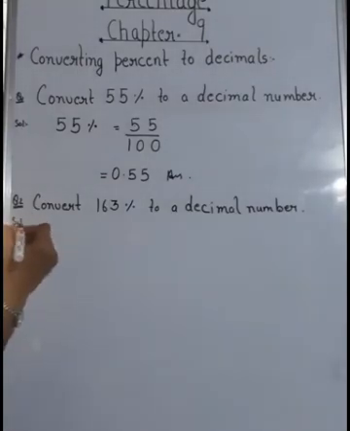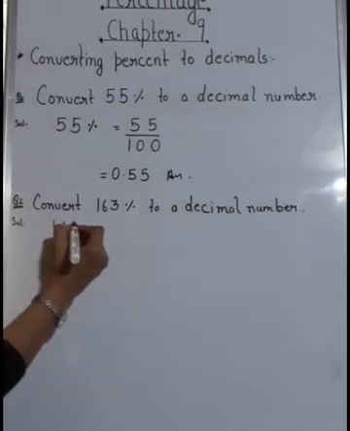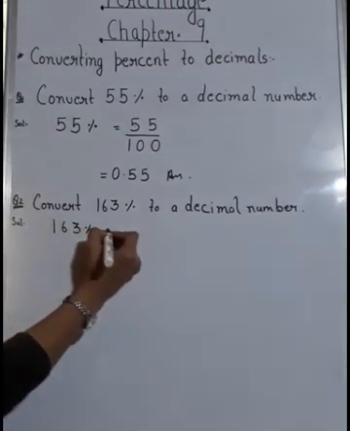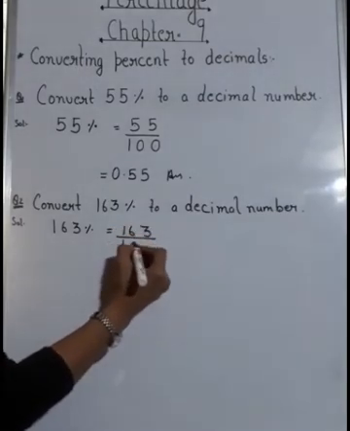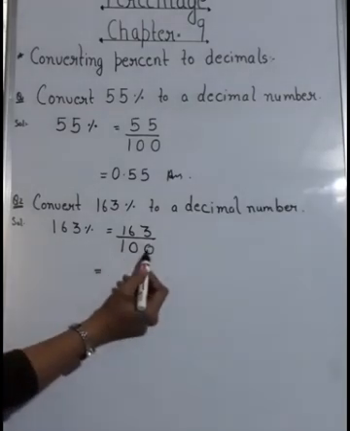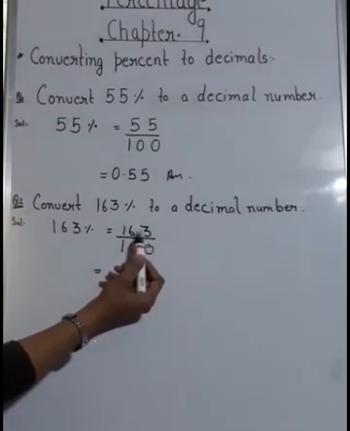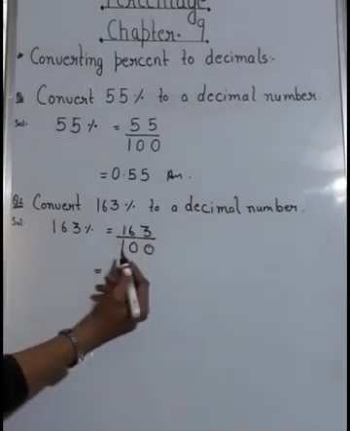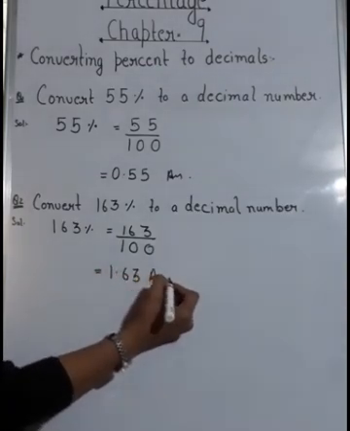We will do one more question. So your next question is: convert 163% to a decimal number. So you will write 163%. I told you that you can write it like this also, 163 upon 100. Now you have to convert it into a decimal. So how many zeros? 1, 2. So your point will be placed after 2 digits towards the left. So 1, 2. It means your point should be here. So your answer will be 1.63.